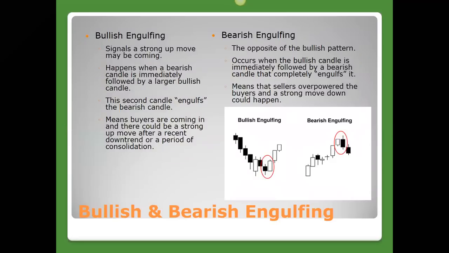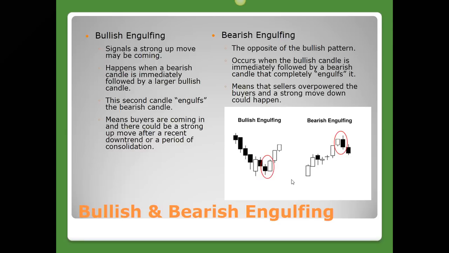Bullish and bearish engulfing candles. So we looked at spinning tops, which were neutral candles. Then we looked at Marubozus, which were very strong candles. Then we looked at pin bars, which were reversal candles. And now we're looking at engulfing candles, which basically are continuation candlestick patterns. So when you start to see engulfing candles, you will notice that the price will then start to go up.